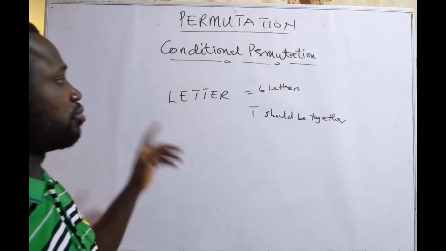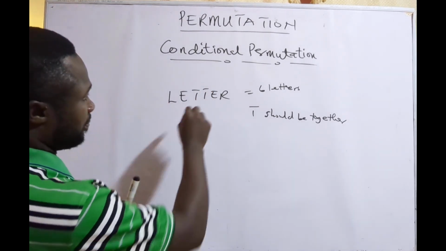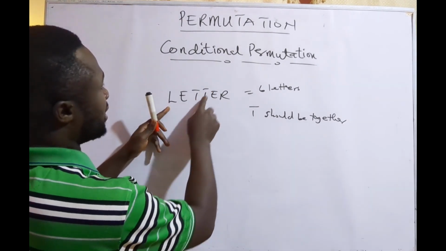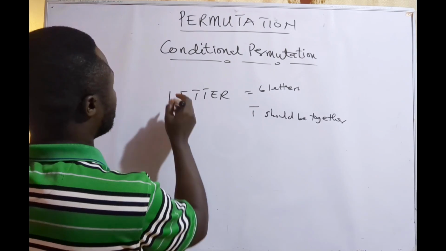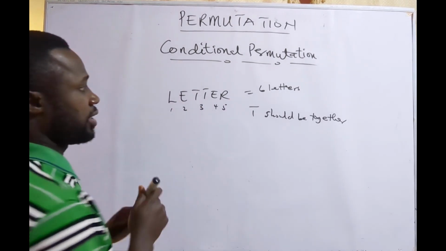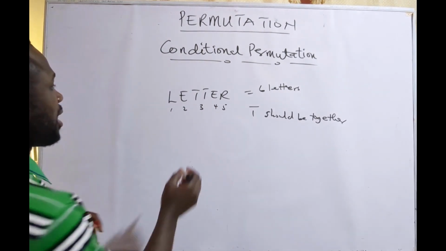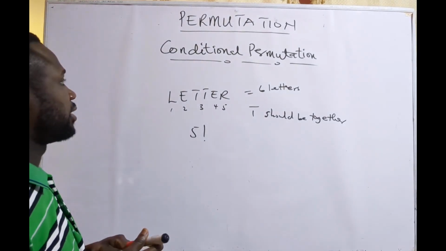So if T should be together, then it means that if I take T as 1, I'll have how many T's? I have 2 T's. 1, 2, 3, 4, and 5. So it means that my arrangement now becomes what? 5 factorial. All right, 5 factorial.